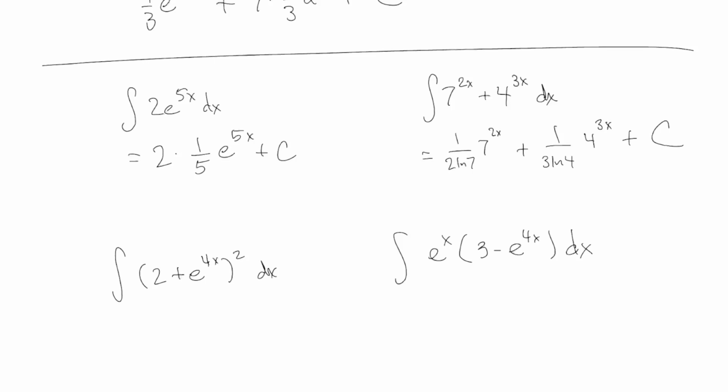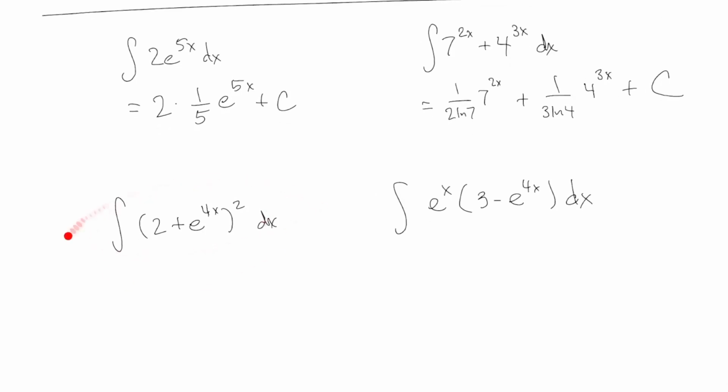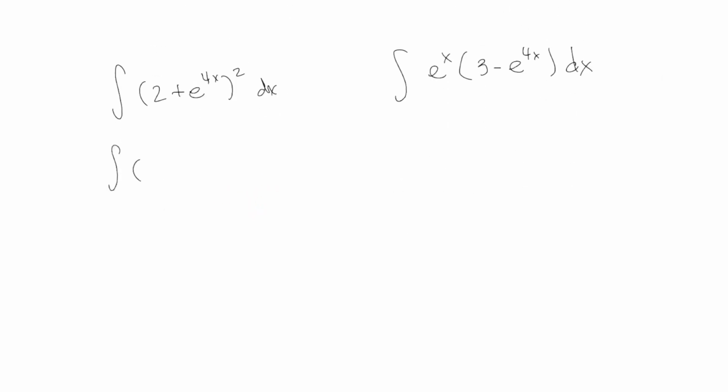All right, now this one, 2 plus e to the 4x squared, this one does require some funny business, and it's really because of this exponent here that really messes it up. So I'm going to multiply out the binomial squared doing the FOIL thing. So this is 2 plus e to the 4x, 2 plus e to the 4x again, dx, right? And now we do the FOIL by distributing everything. It becomes 2 times 2 is 4. On the inside, I get 2 e to the 4x. On the outside, I get another 2 e to the 4x.